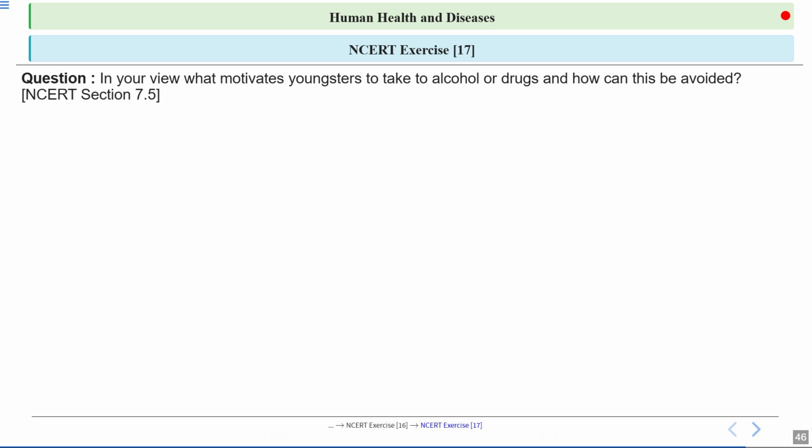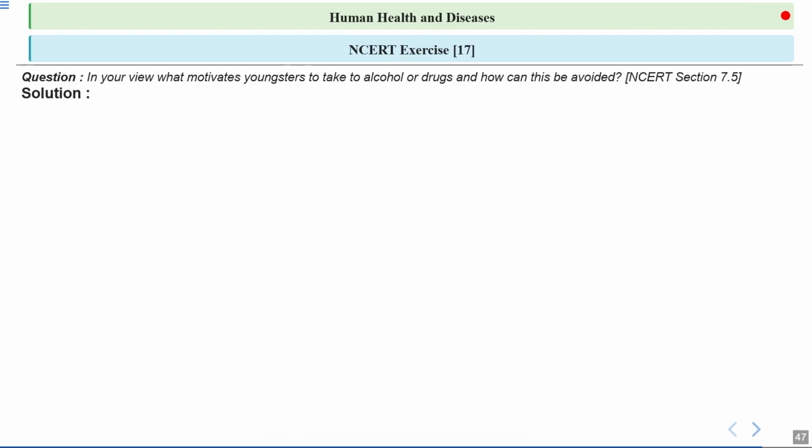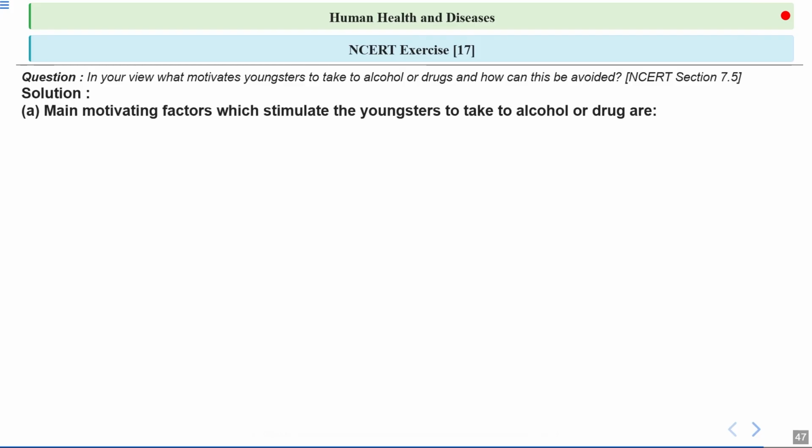Moving on to the next question: in your view, what motivates youngsters to take alcohol or drugs, and how can this be avoided? So let's have a look at the answer. The main factors that stimulate youngsters to take alcohol or drugs are: the first factor is peer pressure. This is when friends or classmates encourage someone to try alcohol or drugs, often making it hard to say no because everyone wants to fit in.